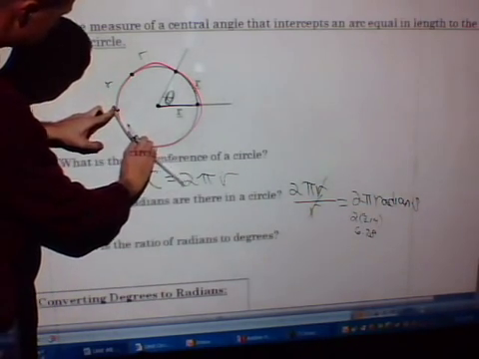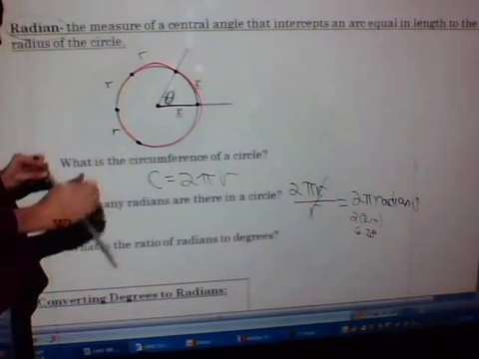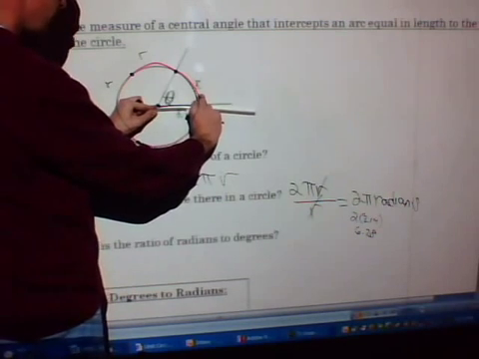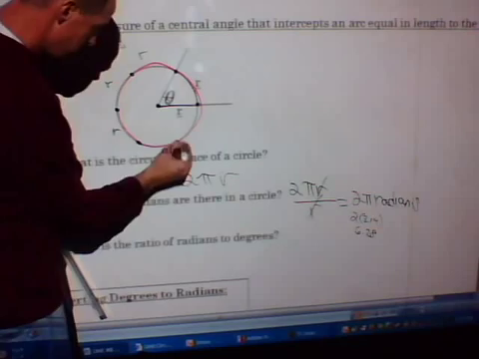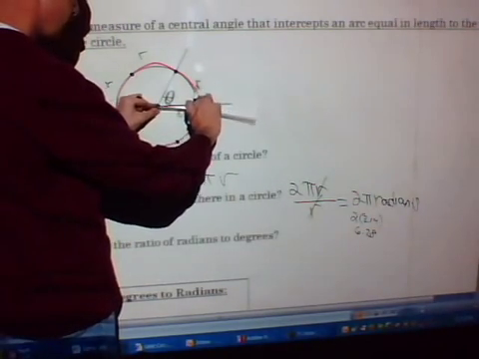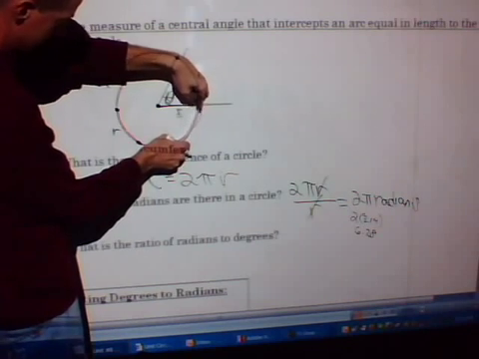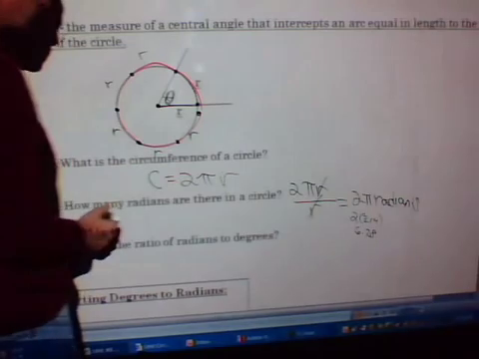Okay. Measure that off again. From here to here is also a radius. Let's measure that again. There. From here to here is a radius. Let's measure it again. So right here, from here to here is a radius.